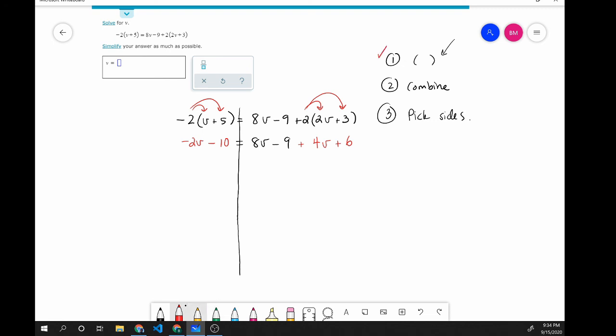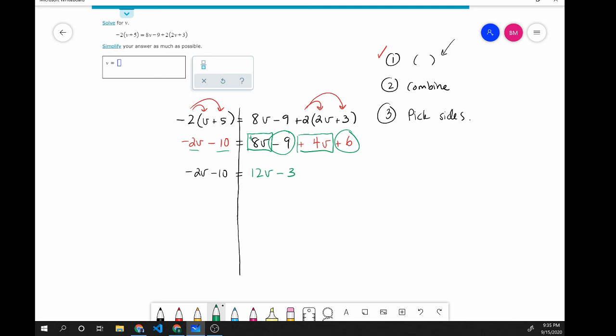We're going to combine like terms now. So I'll use green for my combine like terms. I see on the left-hand side, everything is different. There's no like terms there, so not much to do there. I'll copy that down for now. So I have just negative 2v minus 10 equals. Now over the right-hand side, there's lots of things going on here. I see that I have 8v and a positive 4v. So 8 plus 4 is 12, so that's 12v. And I have to circle my ones. So negative 9 plus 6 is minus 3.